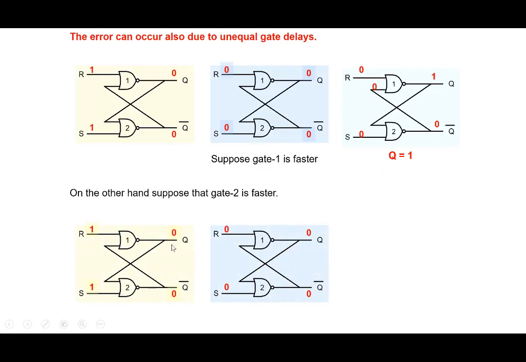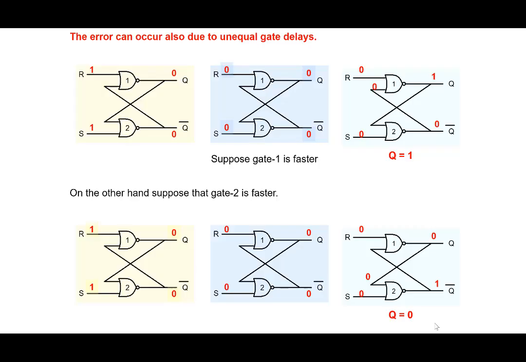On the other hand, suppose gate 2 is faster. Then gate 2 will react first, so 0 and 0 will transform it into a 1, and this 1 will go here and keep it in the 0 state. So in this case, it goes to Q equal to 0. So depending on which gate is faster, we may get an output which is 1 or 0. Again, it's unpredictable. We don't know which gate will be faster or slower, and therefore we do not know the state of the latch, this particular memory element. So the output is unpredictable in general.